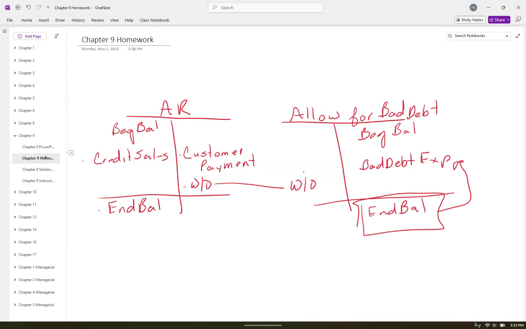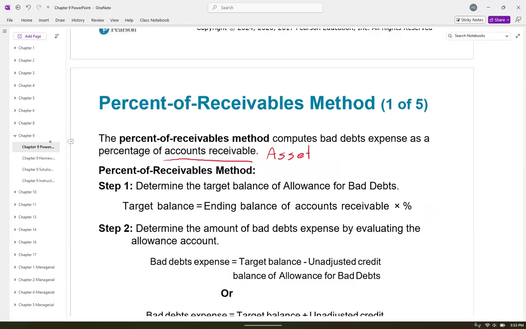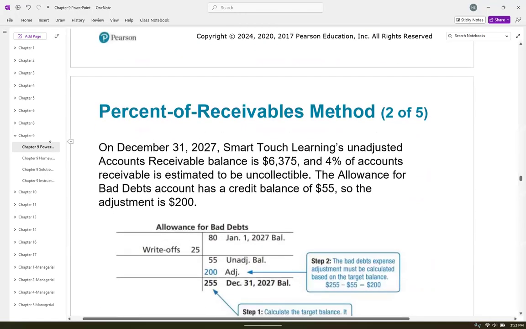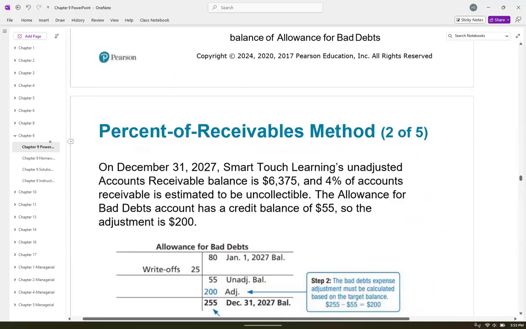Remember, I told you the journal entries are the same. The only thing different from the income statement to the balance sheet method is how we find the number. We are calculating the ending balance. So in this question, we're going to find what the ending balance is in allowance for doubtful accounts. Let's just go through this one right here. It says on December 31, 2027, Smart Touch Learning's unadjusted accounts receivable balance was 6375. 4% of accounts receivable is estimated to be uncollectible. The allowance for bad debt account has a credit of $55, so an adjustment of 200.